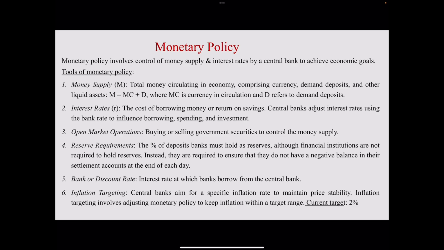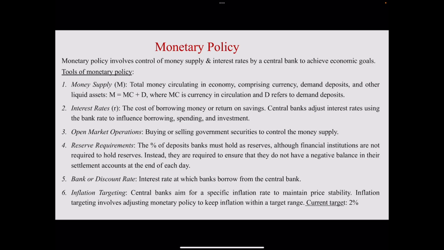So what about monetary policy? Monetary policy involves control of the money supply and interest rates by a central bank to achieve economic goals. So the tools of monetary policy are six. First, the money supply, M. Total money circulating in the economy, comprising currency, demand deposits, and other liquid assets.